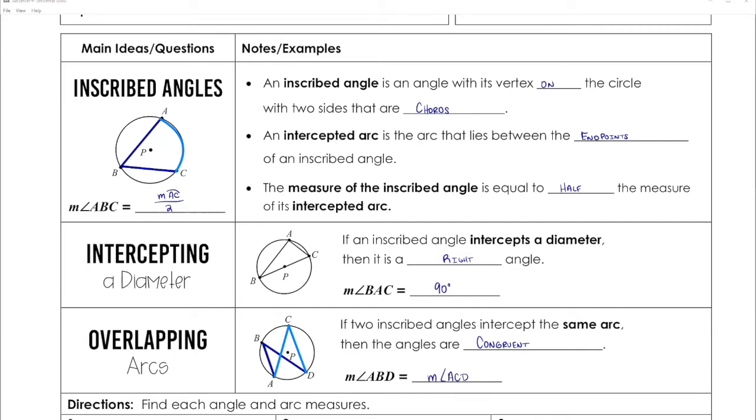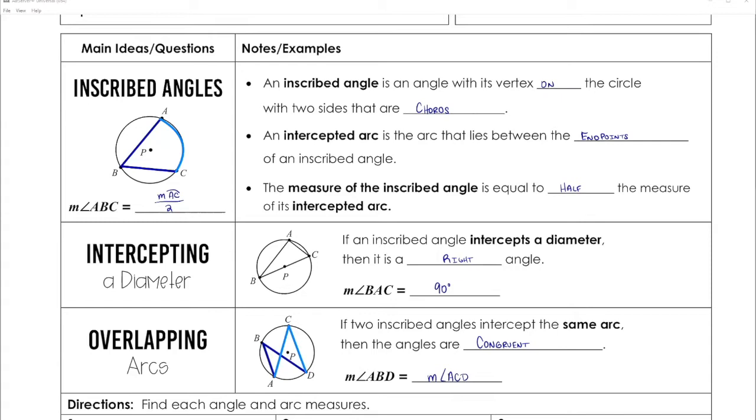Today we're going to talk about inscribed angles. An inscribed angle is where our vertex is now on the circle. We talked about central angles last week, where our central angles were congruent to their intercepted arcs. But today we're talking about inscribed angles. Inscribed angles are not congruent to their arcs. An inscribed angle is actually half of its intercepted arc.